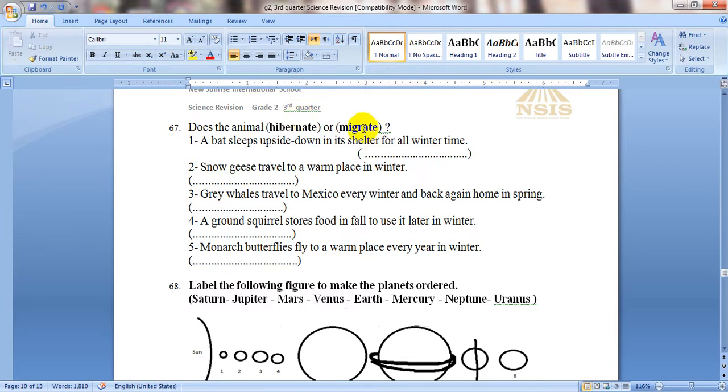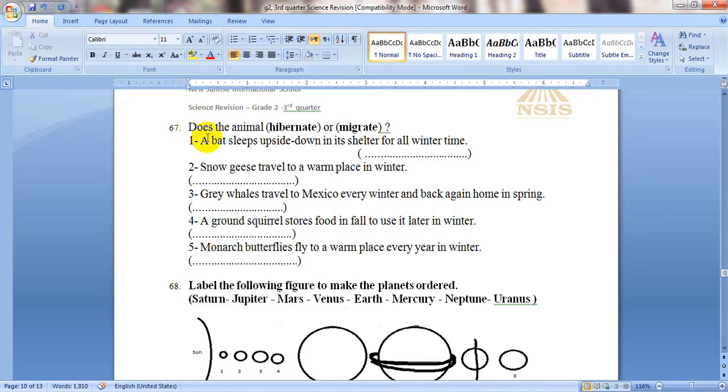What about migrate? We said that migrate means to travel. Travel from a cold weather to find a warm weather. And when an animal migrates, it will move back to its place when the weather turns warm. So both of them are ways of adaptation. The animal cannot live in cold weather, so it adapts to be able to live.